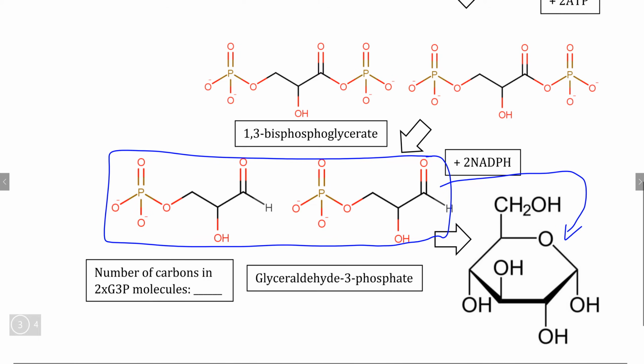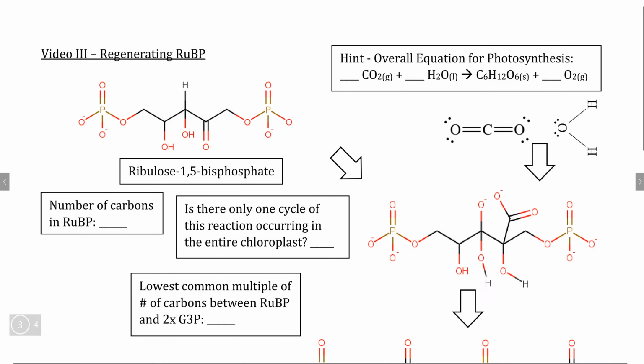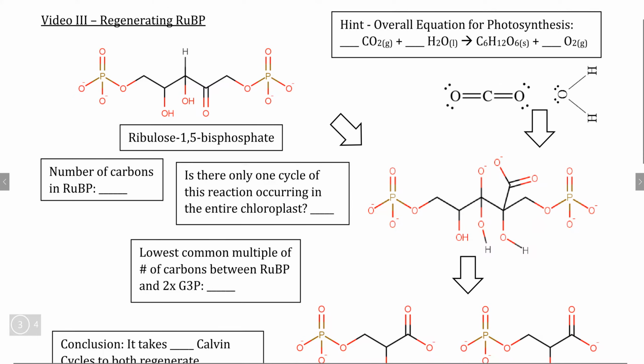So in this video, we're going to look at the solution to how we not only can create our desired glucose molecule, but how we can end up with enough glyceraldehyde 3-phosphate to use in order to regenerate our starting molecule, ribulose 1,5-bisphosphate. And the solution is actually relatively simple.